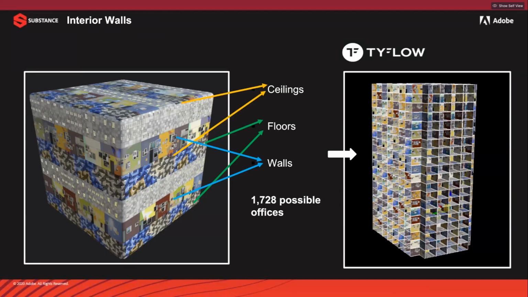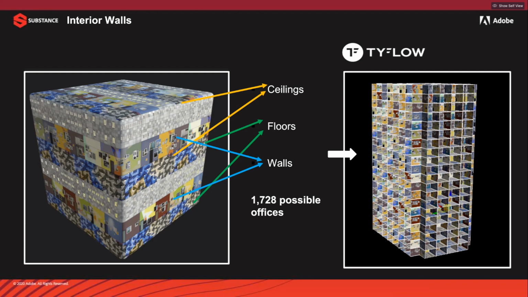And then I have the interior. The way I've set this up is almost like a cubic map approach, but I have 12 ceilings, 12 floors, and 12 walls, and each of those get scattered within the system. So that's the interior walls. On the right there, you can see the system in TyFlow, where all of those different walls are getting scattered and randomized. I did the math, there's 1,728 possible offices.